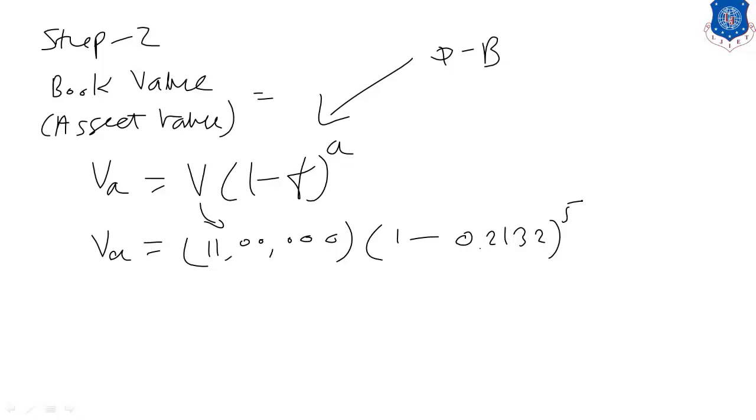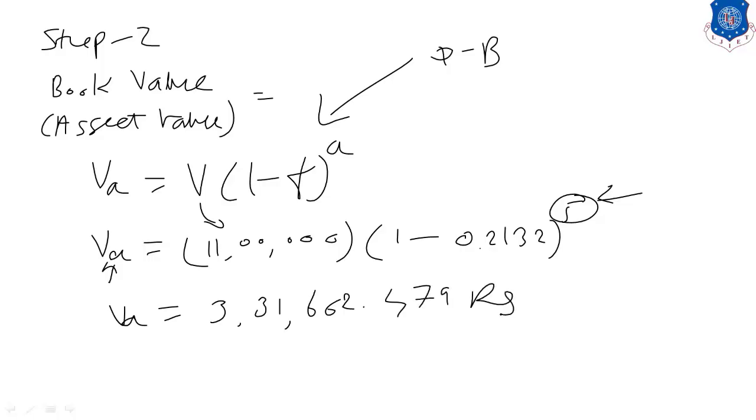If I want to find the depreciation for the 8th year, then I have to replace this A with 8. If I want to find out the depreciation for the 9th year, then this A is replaced by 9. So I am going to find the depreciation for the 5th year. That's why here write 5th. By calculating this term, we will get depreciation by declining balance method, which is 3,31,662.479 rupees. So this becomes the asset value for the 5th year using declining balance method.